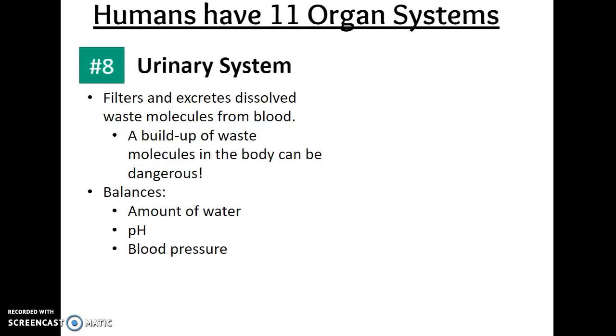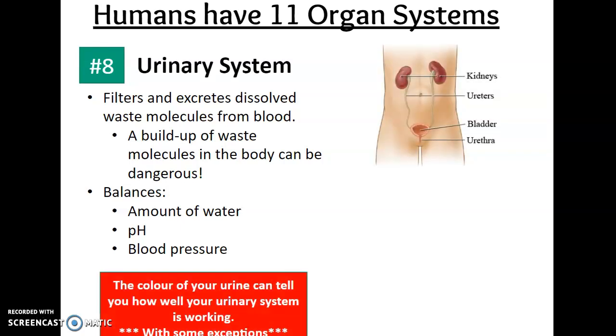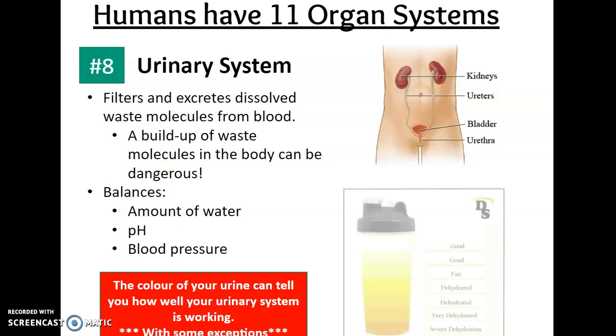The next system is the urinary system. So this filters and excretes dissolved waste molecules from the blood. Buildup of waste molecules in the blood can be very dangerous. So we need to make sure we have a balance in terms of the amount of water, the pH of the blood, and also blood pressure.